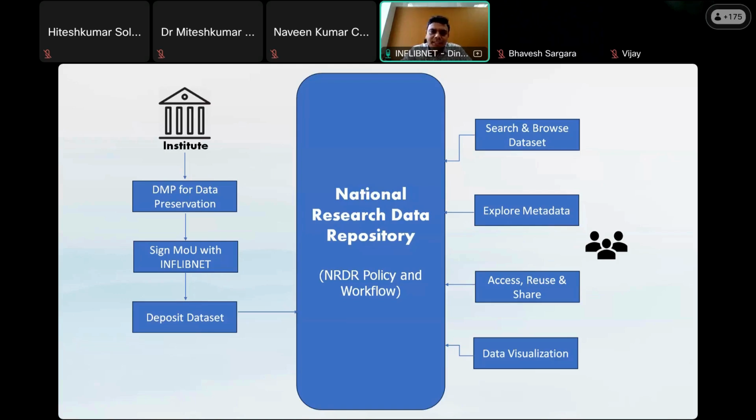So those kind of policies they have to frame at their institute level. And if you talk about the users level, we have a very good interface based on the Dataverse software. Through that software, they can easily search and browse the resources, and they can view what the metadata is and how to access it and how they can reuse it. And also we have some data visualization tools embedded into the portal.